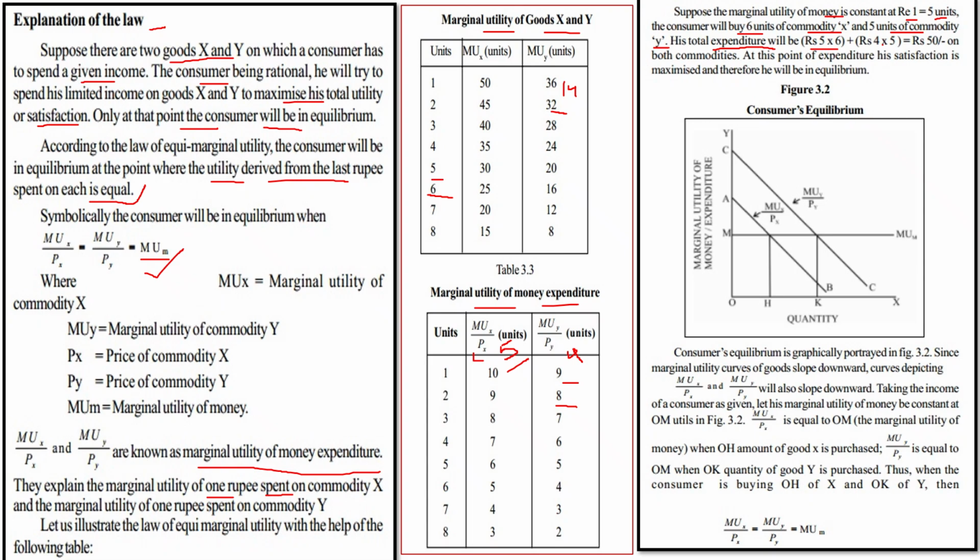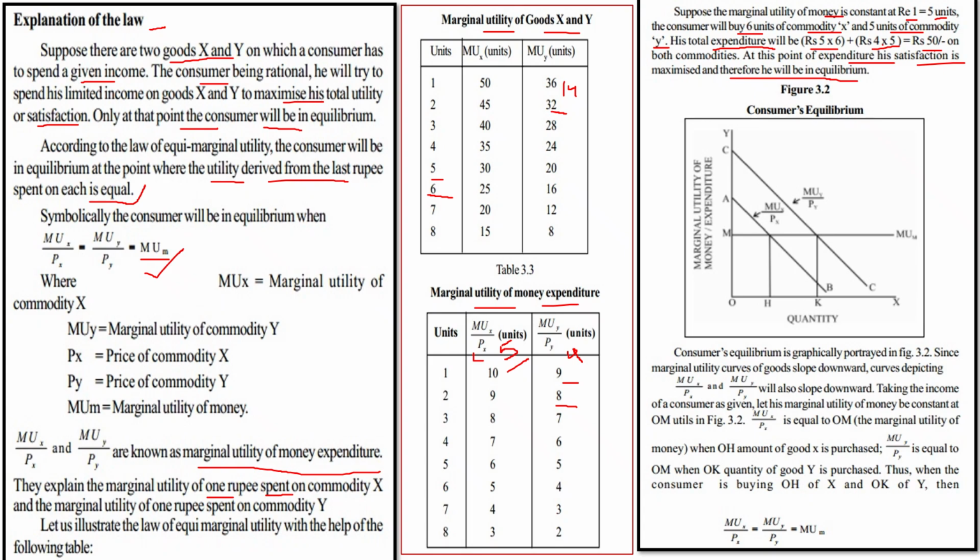We can equalize the money expenditure, and we find money expenditure by multiplying the price of goods by the units consumed. Here we get 30, and here we get 20. So the final answer is 50 on both commodities. At this point satisfaction is maximized. Therefore, he is in the equilibrium position.